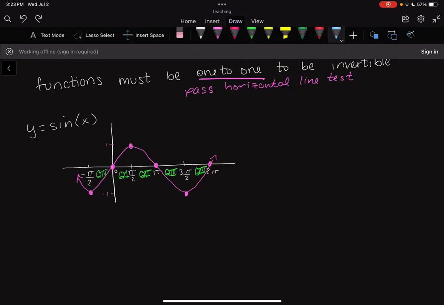So I'll let you know the interval that we're going to pick is going to be from negative pi over 2 to pi over 2. Technically, pi over 2 to 3 pi over 2 could also work because it shows all the values of sine. So you've got the negative and the positive, and it passes the horizontal line test. You can draw a horizontal line. The issue with picking that one is that it doesn't include quadrant 1.